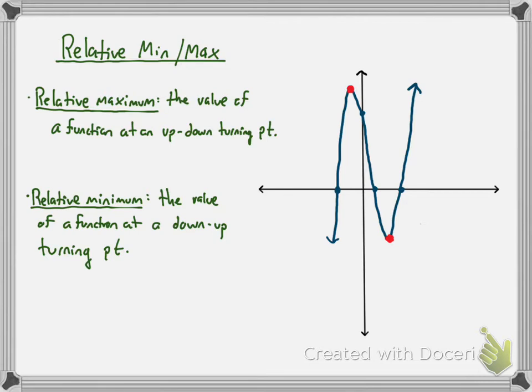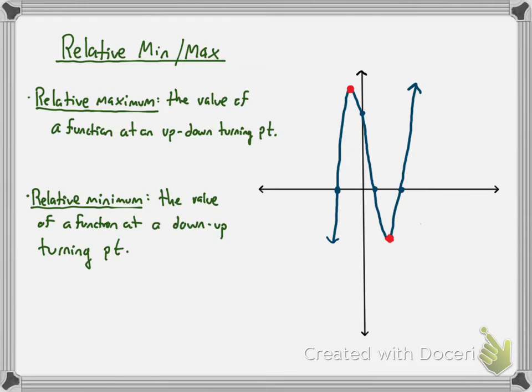I call these relative max and relative min because, as you can see in this graph, that relative maximum, or that red dot at the top there, is not the highest point that this graph can go. As you can see, it's trending up towards infinity. Same thing with the relative min. That's not my lowest point. I still can go down towards infinity, but those points are still important and they're going to matter, as you're going to see in the last example that we do today.